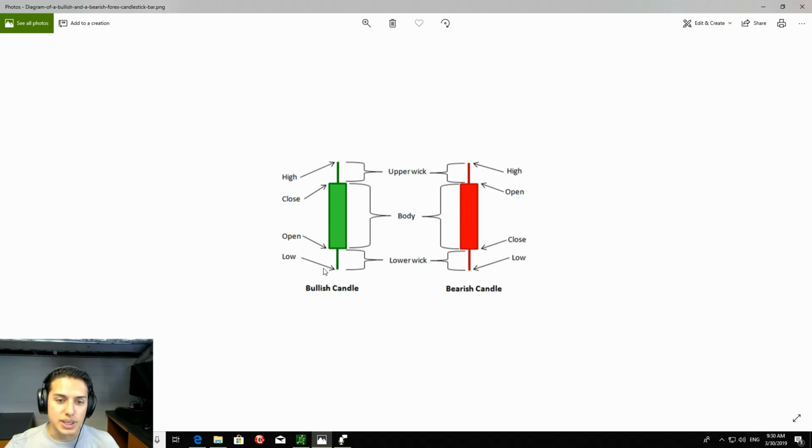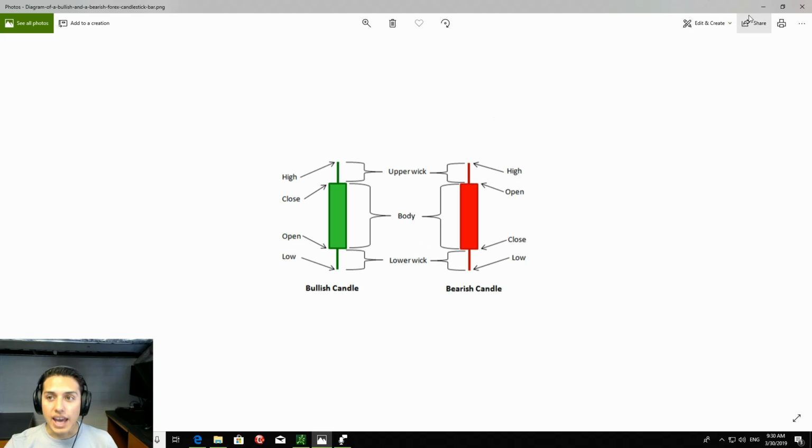So just know, when you see a bullish candle, the open is going to be at the bottom of the rectangle, and the close is going to be at the top. That's the most important. And with the bearish candle, the open is going to be at the top of the candle, and the close is going to be at the bottom. So if you think about it, it kind of makes sense, right? Green means it went up, red means it went down. So if it opened at the bottom and it closed at the top, it means it went up. If it opened at the top and it went down, that means it closed at the bottom.